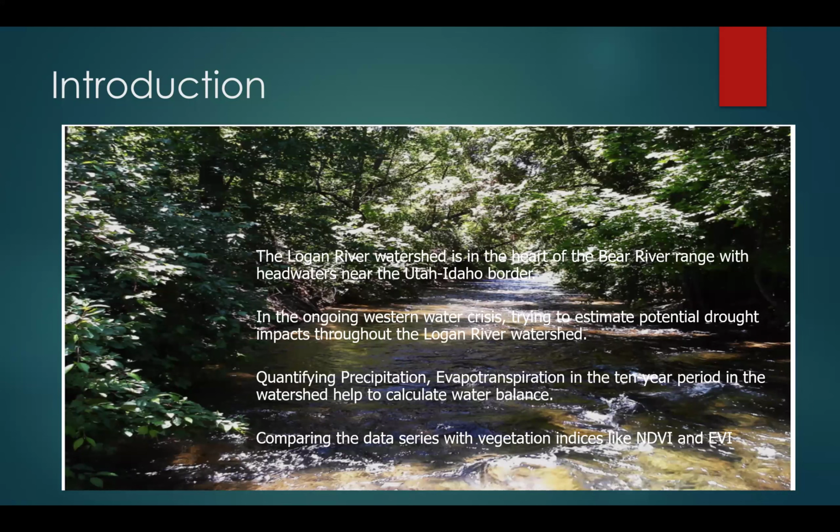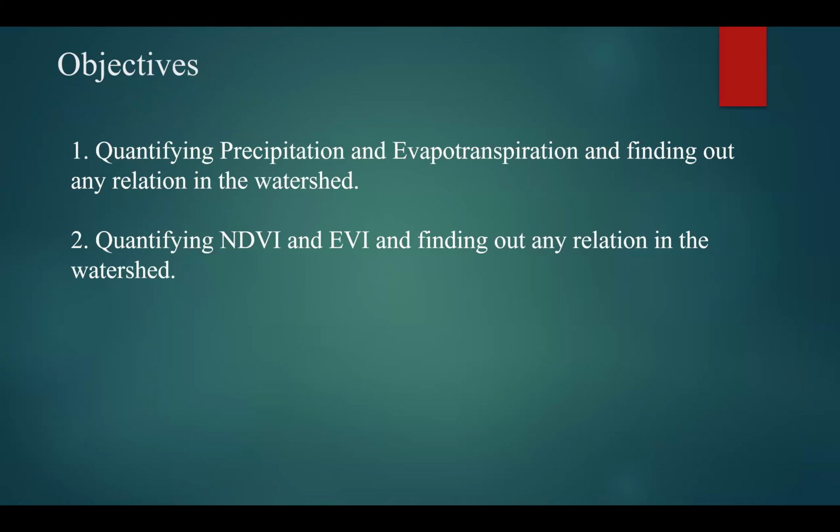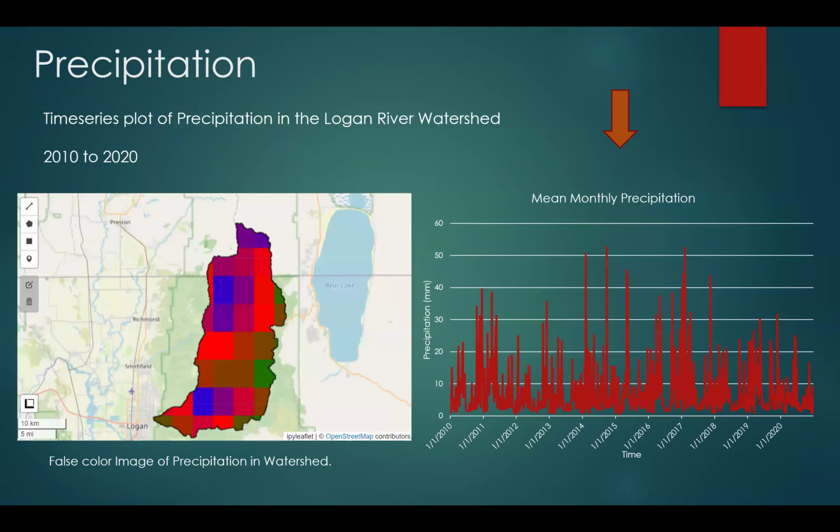Here, we are trying to quantify the precipitation and evapotranspiration, to be more precise, over the 10-year period and calculate the water balance. And lastly, I've tried to find out the vegetation indices like NDVI and EVI, and make a conclusion from this project. So these are my major objectives.